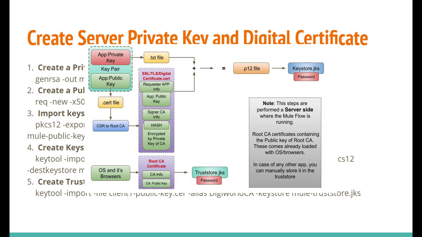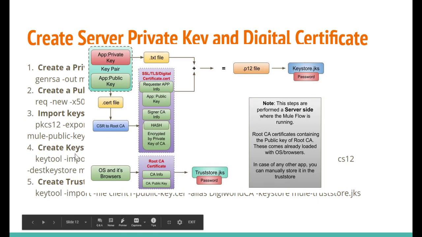Once the digital certificate is received from the CA, we need to import both the private key and the digital certificate to a P12 file, and then we will generate the key store. So we will generate the key store, and in case we need the trust store, then only we will add the client's digital certificates to the trust store.